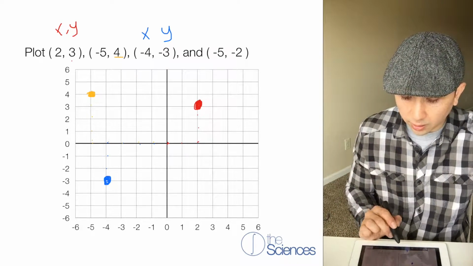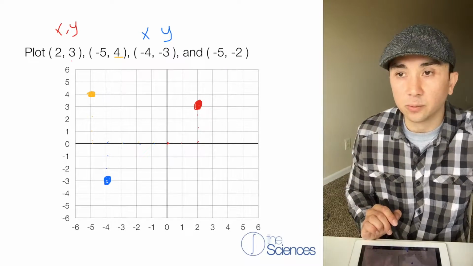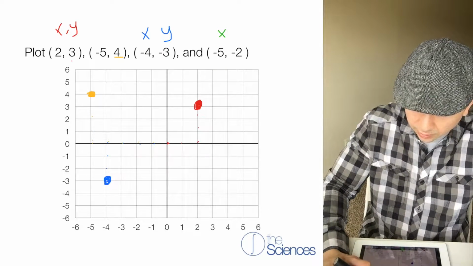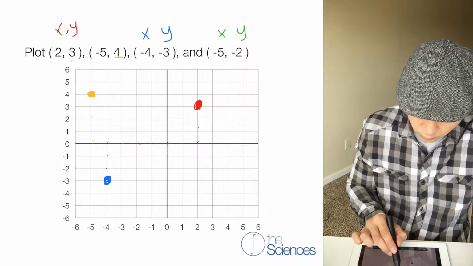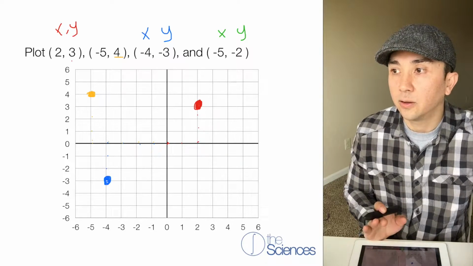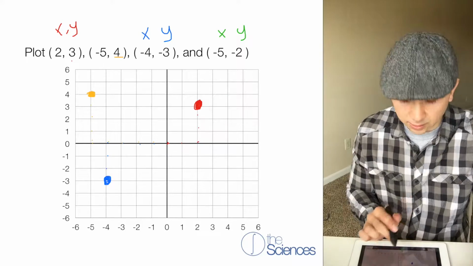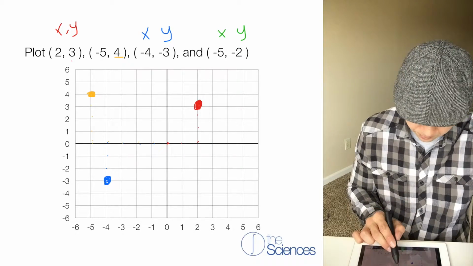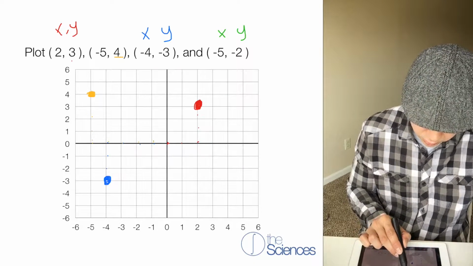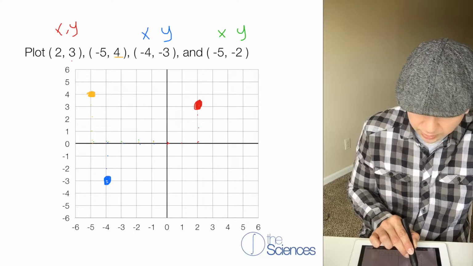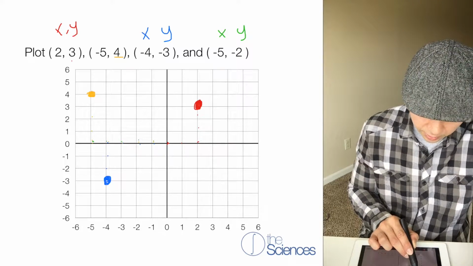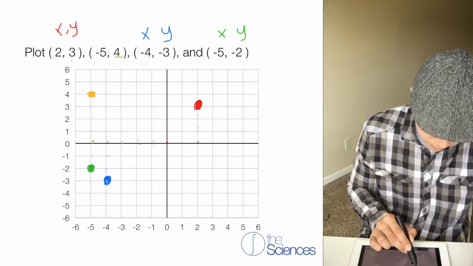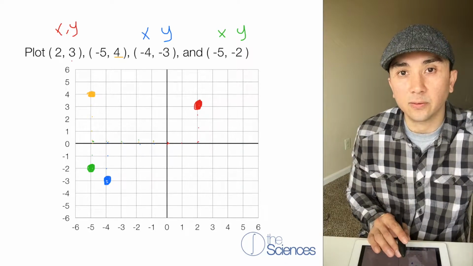And finally, let's plot (-5, -2). So -5 is the x-coordinate and -2 is the y-coordinate. So the first thing we're going to do is go 5 places to the left on the x-axis, and then 2 places down on the y-axis. So we're going to go 1, 2, 3, 4, 5 places to the left on the x-axis, and then 2 places down on the y-axis. 1, 2. So that's the point (-5, -2).